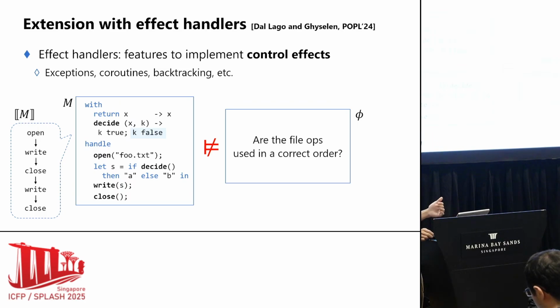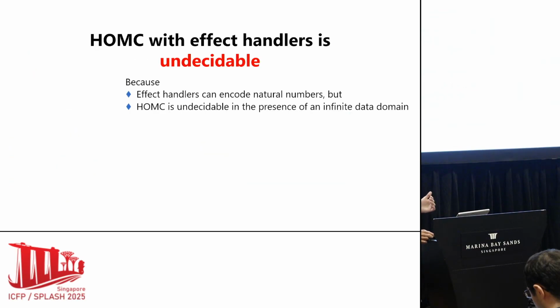Okay, so this is how we can extend higher order model checking to address effect handlers. But the problem is that the higher order model checking problem with effect handlers is undecidable, whereas higher order model checking without effect handlers is decidable. This is because effect handlers are very expressive, and actually they can encode natural numbers. It's well known that higher order model checking becomes undecidable if the programs can use an infinite data domain like natural numbers. So higher order model checking in the presence of effect handlers becomes undecidable.